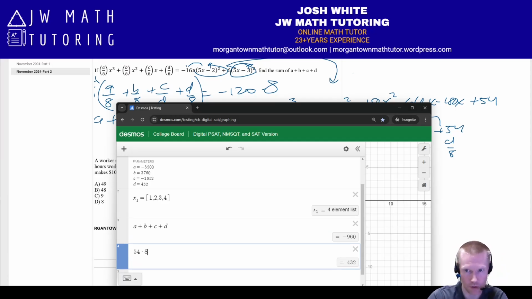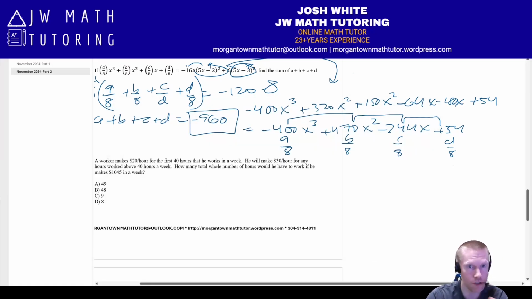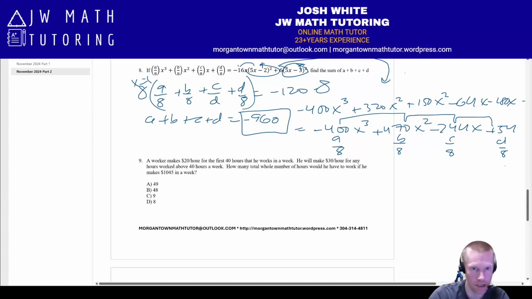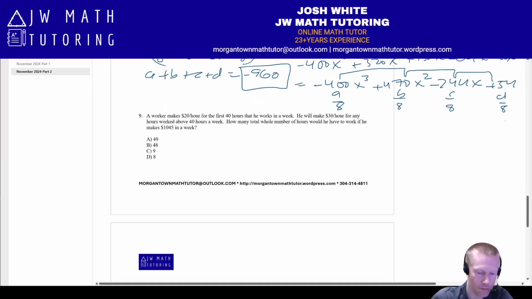So these are the matching, the correct coefficients right here. So you could do the algebra and do it that way, but I would not recommend it. I would just either use the first method or just do the entire thing in Desmos. All right. Next up, question number 9.